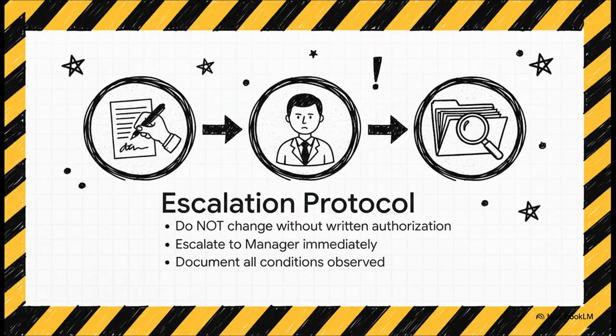Now, because adopting the liquidation basis is such a fundamental and frankly irreversible step, there is a strict escalation protocol you have to follow if you see signs of imminent liquidation. First, do not change the accounting basis without written authorization. Second, escalate to your manager immediately. Third, meticulously document all the conditions you observed and exactly when you identified them. And finally, stop issuing financial statements under the going concern framework if liquidation is truly imminent, because doing so would literally be factually incorrect. Listen to me on this one. This is never, ever just a judgment call at the staff level. It requires a formal, written assessment and manager's sign-off, period.